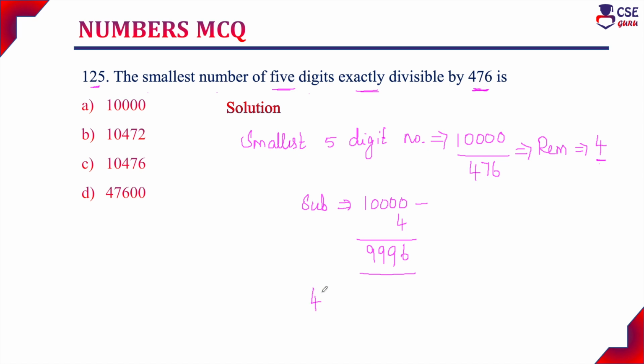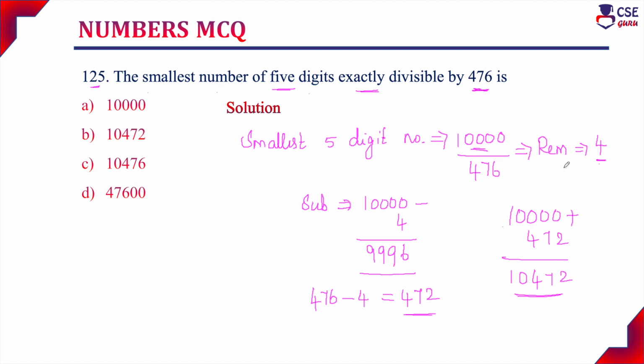That is 476 minus 4. We will get it as 472. Okay. And this value, if you add it to the smallest 5 digit number, then we will get a smallest 5 digit number that is exactly divisible by 476. Okay. So now add the smallest 5 digit number plus this 472. So we will get 10472. Okay. So now we are getting a smallest 5 digit number that is exactly divisible by 476.